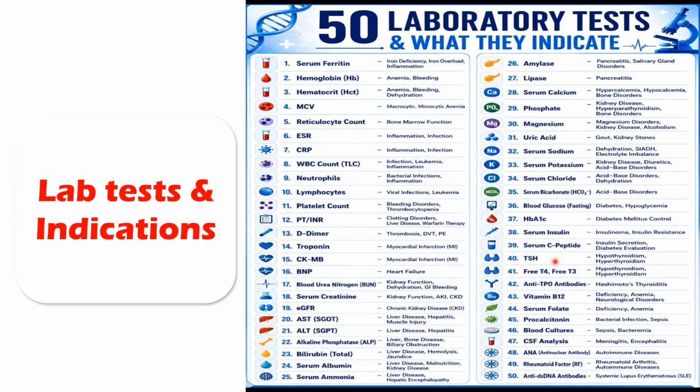TSH or thyroid stimulating hormone to find out hypothyroidism and hyperthyroidism. Free T4 and free T3 in hypo and hyperthyroidism. Then anti-TPO antibodies are done to find out Hashimoto's thyroiditis. Vitamin B12 in deficiency, then anemia and neurological disorders. Serum folate in deficiency and anemia.